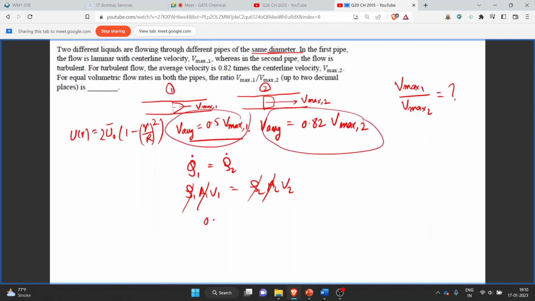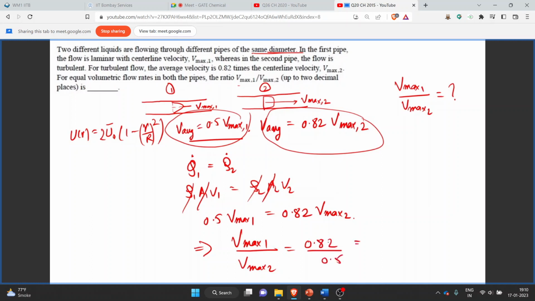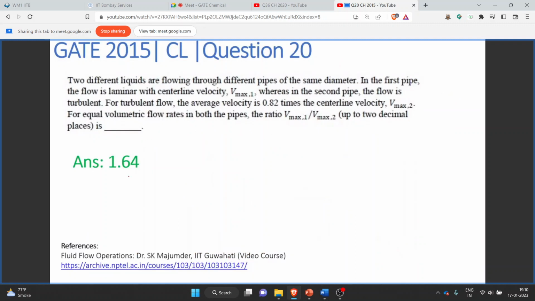So it will become 0.5 times Vmax1 is equal to 0.82 times Vmax2. Now we have to find Vmax1 upon Vmax2. So it will become Vmax1 upon Vmax2 is equal to 0.82 upon 0.5. So that will be twice of 0.82. So it will become 1.64. So the ratio of the centerline velocity in terms of the laminar and the turbulent flow will be 1.64. So the final answer, we can write it as 1.64 up to 2 decimal places.